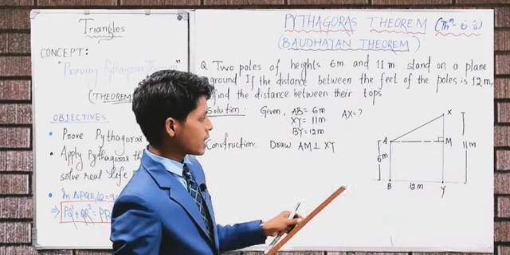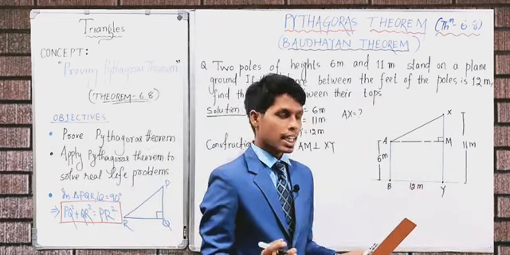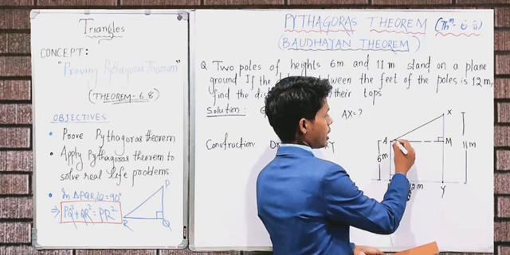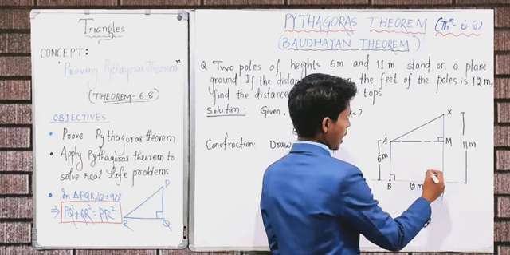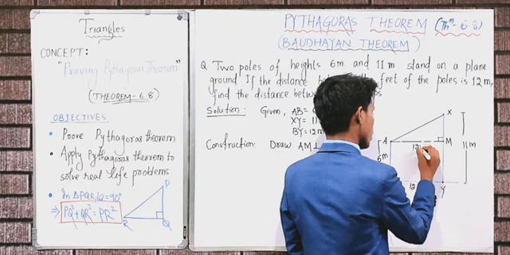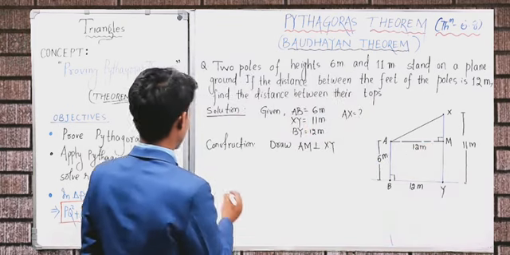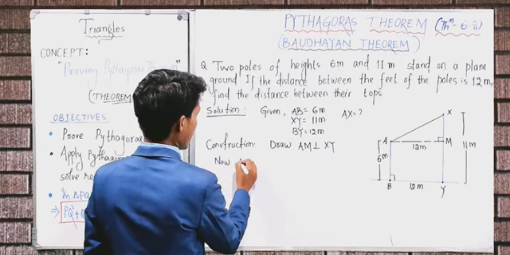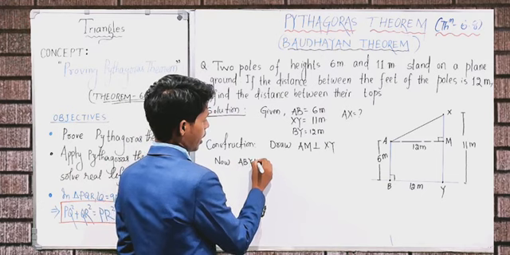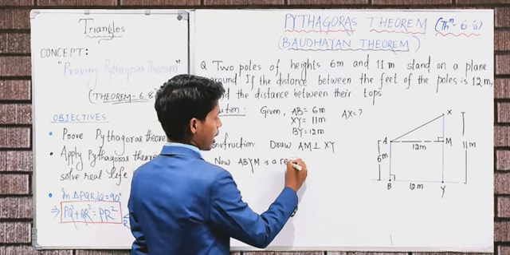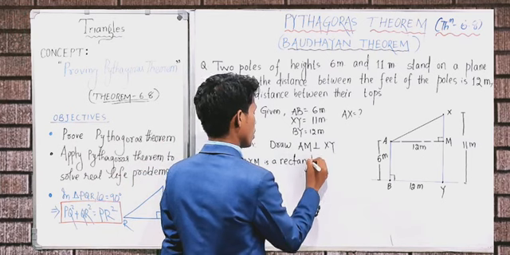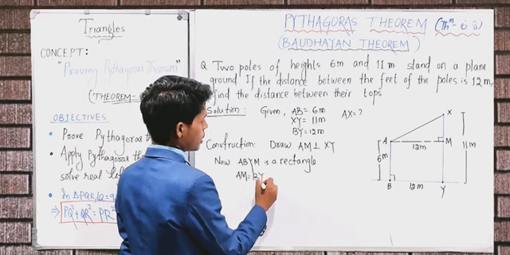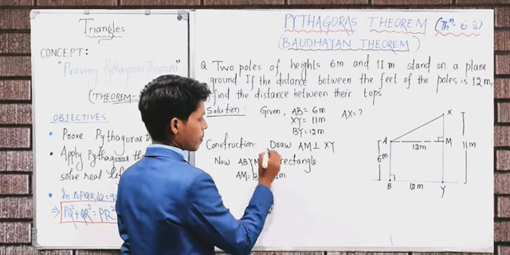Okay, so now you can see ABYM, it's a rectangle, as this is 90 degree, this is 90 degree, and here it is also 90 degree and it is also 90 degree. So this is a rectangle, and if this is 12 meter, this is also 12 meter, yes or no? So let's write it. Now ABYM is a rectangle, and we know in a rectangle opposite sides are of equal length. So AM becomes equal to BY, which is equal to 12 meter.